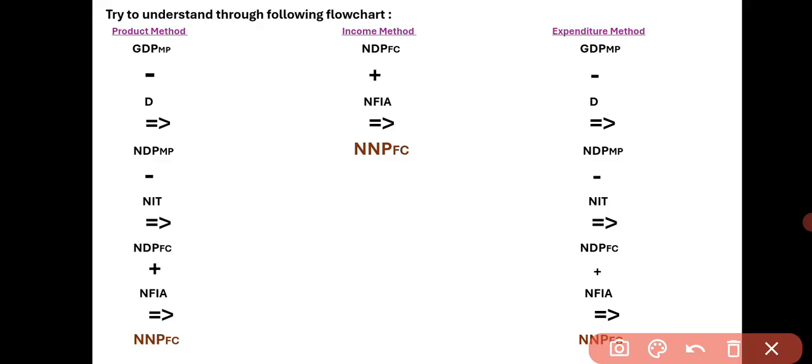I have given this flow chart. So, just go through these flow charts. And this is all about the measurement of national income through the product method or value added method, income method and expenditure method, right? I hope you have understood.